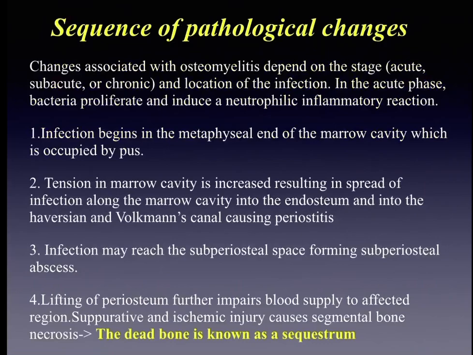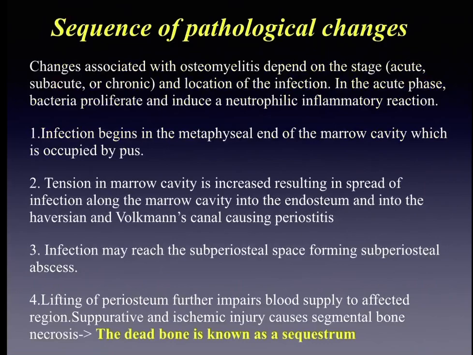Then once there is accumulation of the pus in the medullary cavity, there is increase in the tension, which results in spread of infection along the marrow cavity into the endosteum, and then further it spreads into the Haversian and the Volkmann's canal, causing periostitis. Infection can also reach the subperiosteal space, forming a subperiosteal abscess. Because of all these changes, there will be lifting up of the periosteum, which will further impair the blood supply to the affected region of the bone.